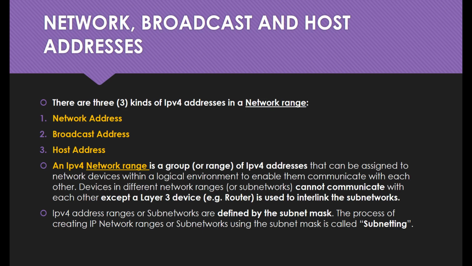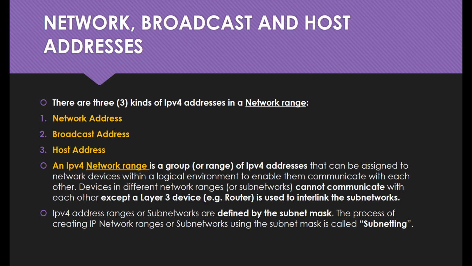So there are three kinds of IPv4 addresses in a network range. The first one we have is the network address, then we have the broadcast address, and finally we have the host address. An IPv4 network range is a group or range of IPv4 addresses that can be assigned to network devices within a logical environment to enable them to communicate with each other.